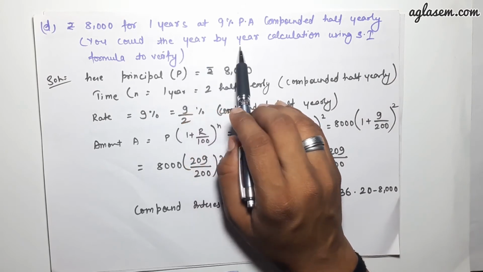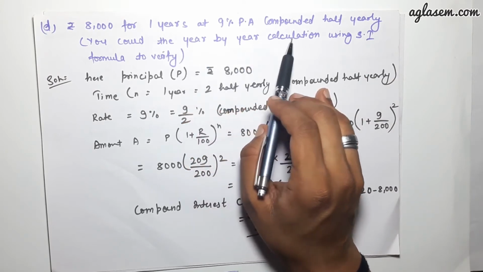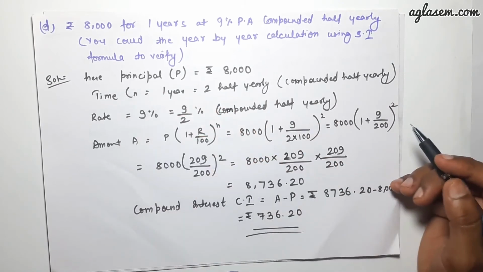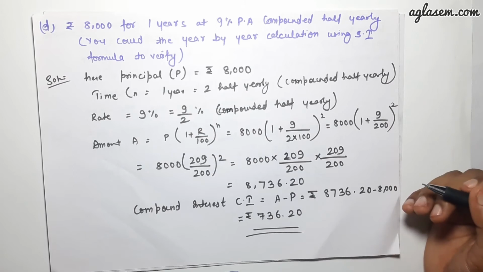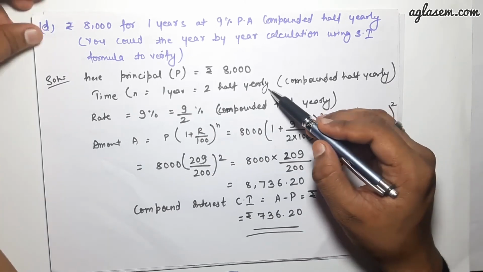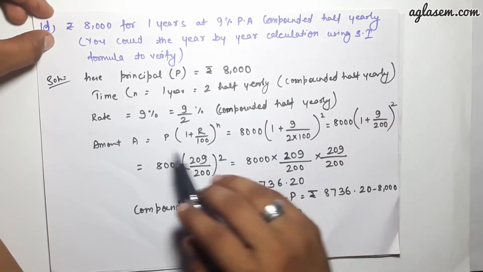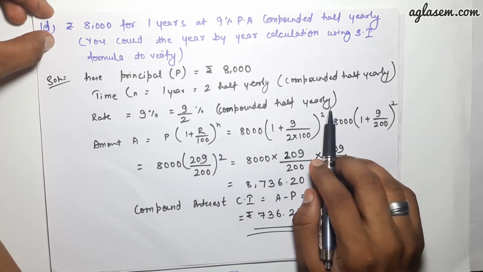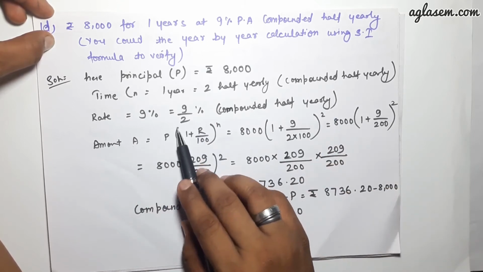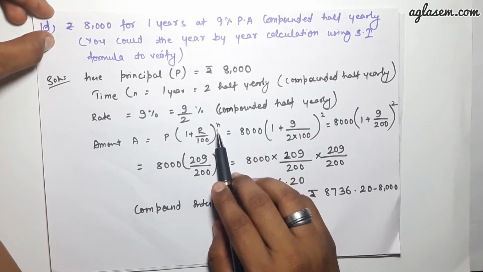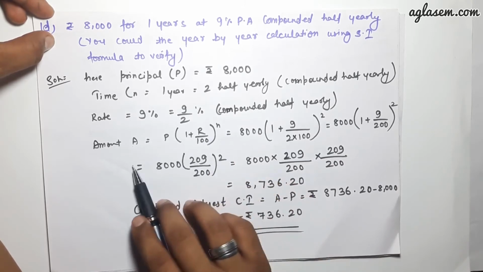You could do the year by year calculation using the SI formula to verify. Here the principal amount is 8,000, time is n equal to 1 year, which is 2 half years, compounded half yearly. So the rate is 9%, which is 9 upon 2 compounded half yearly. Amount is P (1 plus R upon 100) to the power of time.